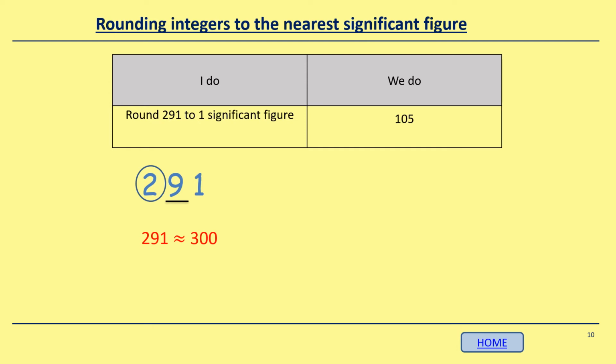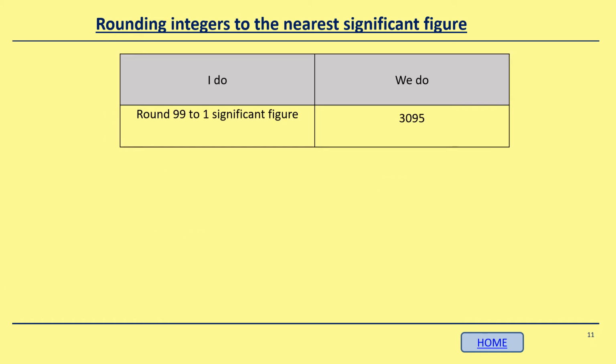Okay, you have a go at 105. Okay, the answer to that was 100. So your first digit was the 1, you're interested in the 0. Remember, this is a significant 0 because it's between the 1 and the 5. So it's 100. I'm going to round 99 to 1 significant figure.